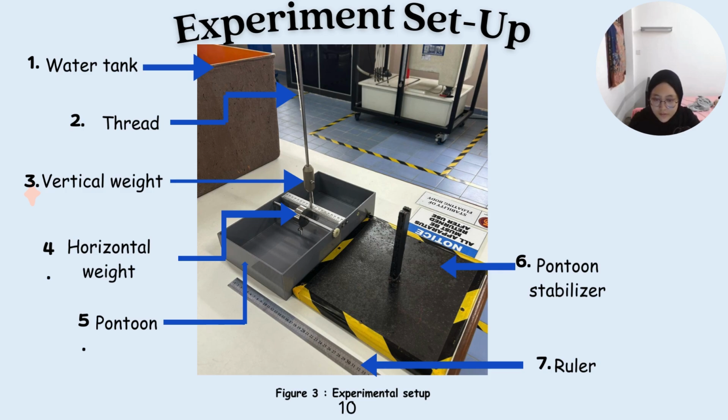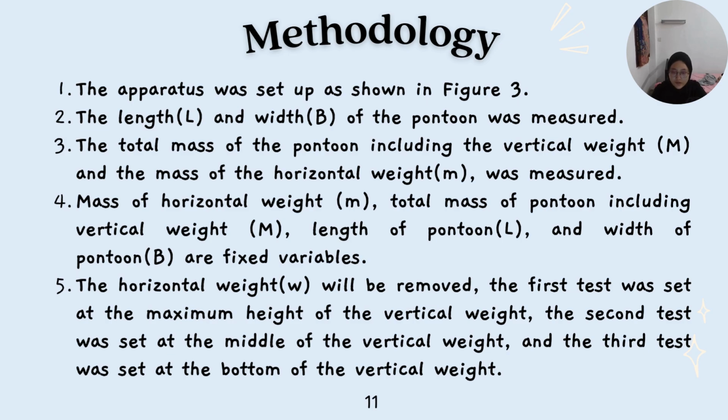We have the water tank, the thread, the vertical weight, the horizontal weight, the pontoon, the pontoon stabilizer, and also the ruler. For the methodology, the apparatus was set up as shown in figure 3. The length and the width of the pontoon were measured. The total mass of the pontoon, including the vertical weight, and the mass of the horizontal weight were measured.